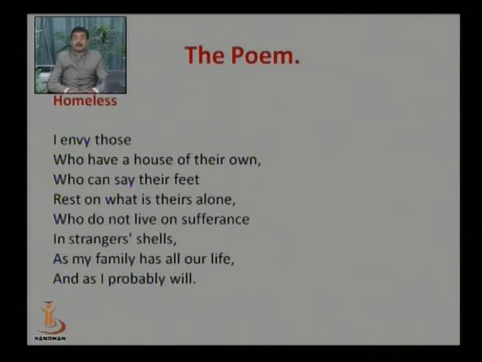It is more or less confirmed that they are going to stay here, rest on what is their own, theirs alone. They need not share the space in which they are living with anybody. It is their own occupation. Those who do not live on sufferance in a stranger's cell means those who have a house need not live on sufferance. They need not struggle in their life. They need not live inside the cells of strangers.